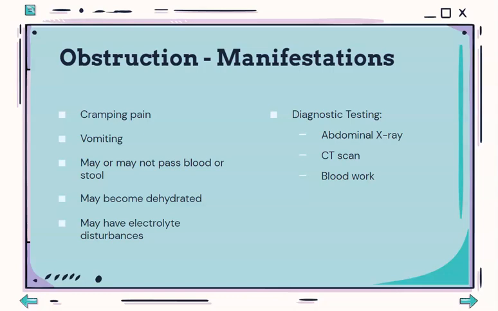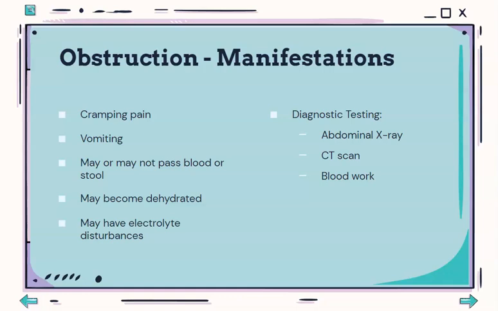They may or may not be able to pass stool. If it has a bleeding component to it, you may see small amounts of blood pass, or they may not be able to pass anything. Depending on the location of the obstruction, we know that the intestines are responsible for a lot of fluid absorption. So if the intestines are blocked and they're not moving stool through, then it's very easy for the client to become dehydrated because they are not reabsorbing fluid. This is also going to lead to some electrolyte disturbances. So we're going to need to monitor those fairly closely.